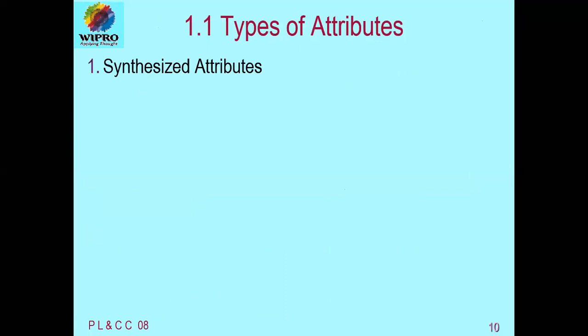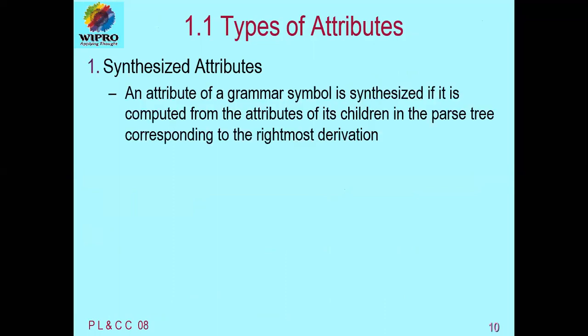We have attributes of two types. S attributes, which we call synthesized attributes. Please understand this very carefully. Synthesized attribute, S attribute, or bottom-up evaluation happens when the attribute value of a parent node is dependent on the attribute value of the child. That means the attribute value of the parent is computed from the attribute value of the child. Then we call it synthesized.